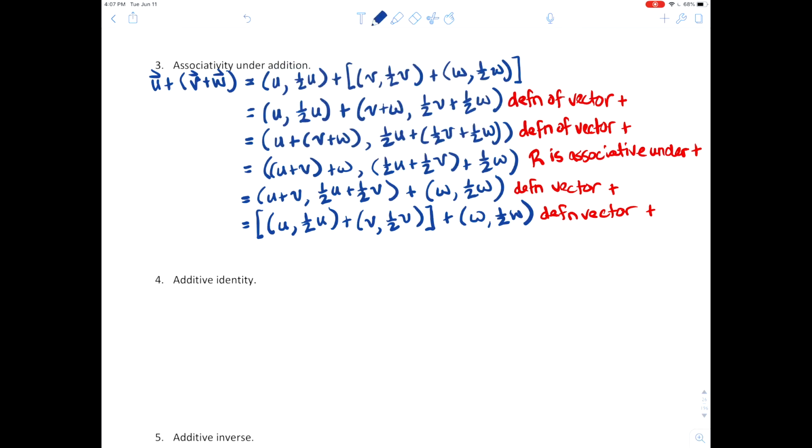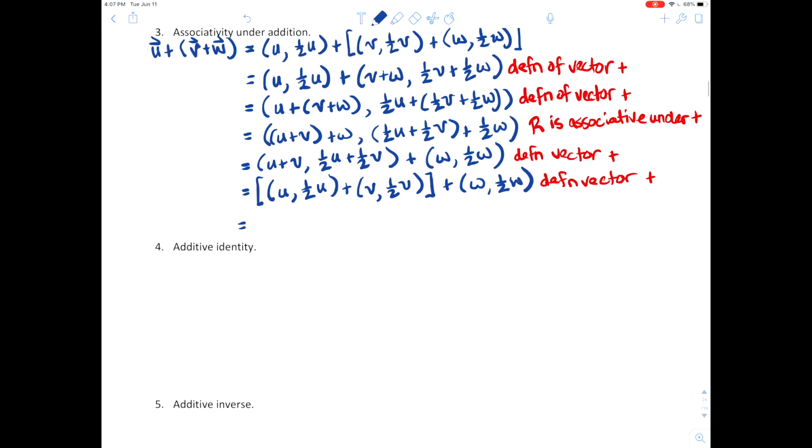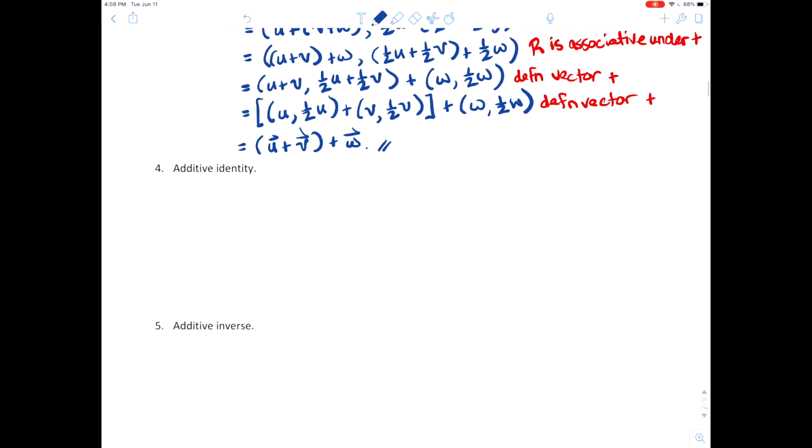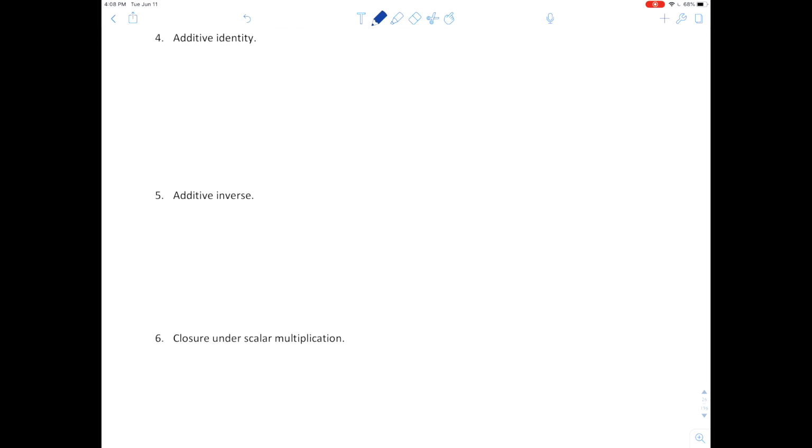And finally, we'll go from component notation to the original. So this will be quantity of vector u plus vector v, and then plus the vector w. And that's what we wanted to show. All right? Awesome, awesome. So, additive identity. The additive identity, remember, so we'll start with u plus the 0 vector, okay? And remember, we want to show that that's equal to u.